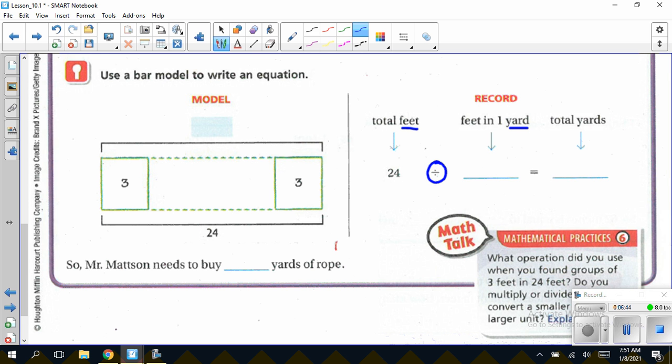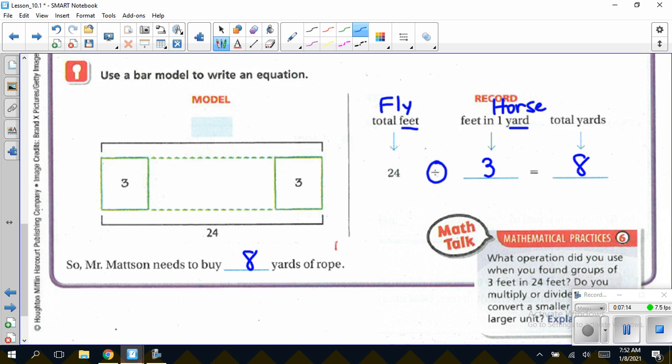So this is fly to horse, so I have to divide, of course. And when I do my division, I need to make sure that I'm taking the 24 feet divided by the number of feet in 1 yard, which is 3. This is a basic math fact. I know that 24 divided by 3 is 8. So therefore, I know Mr. Metzen will need to buy 8 yards of rope.